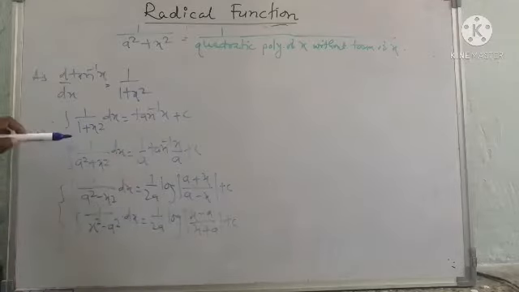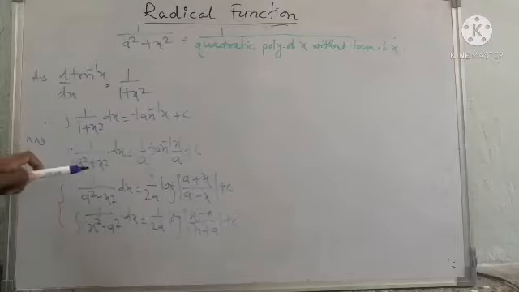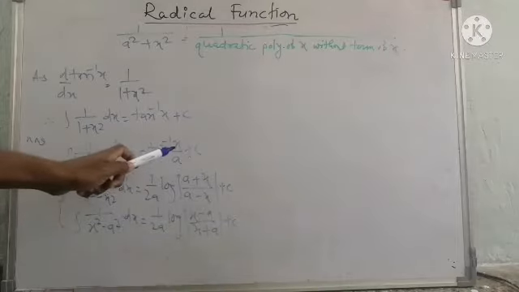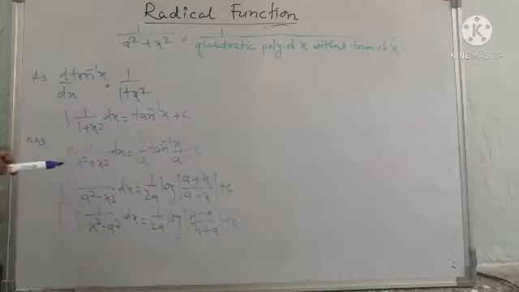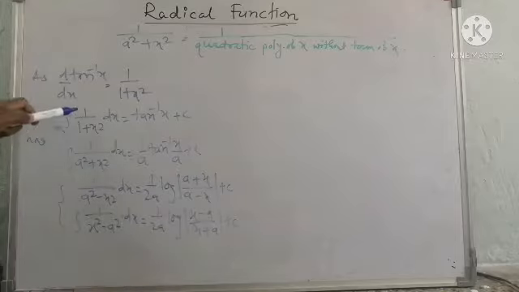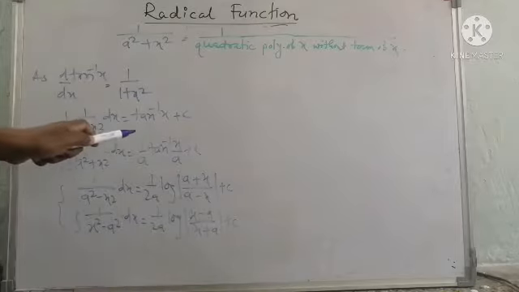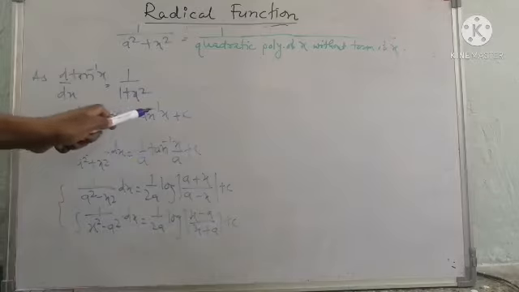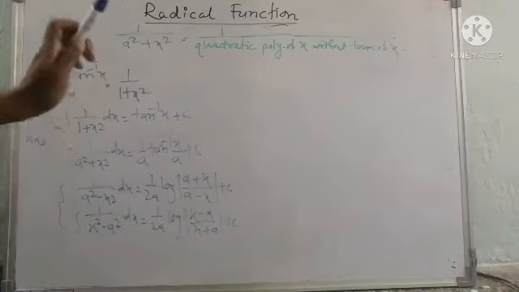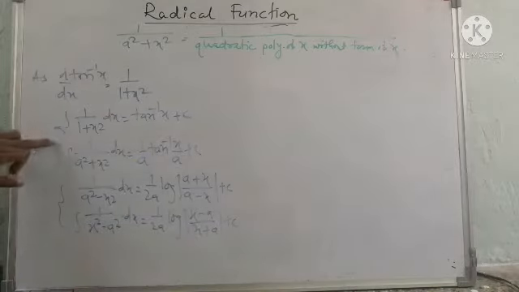See the difference. If a is a constant, then the integration of 1 upon a square plus x square will be 1 upon a tan inverse x upon a plus c. If a is replaced by 1, then we get the standard form of 1 upon 1 plus x square dx, having integration 1 upon 1, that is 1 into tan inverse of x upon 1, which is tan inverse of x plus c. Now, using this form, we are going to form another two standard formulae of rational functions.